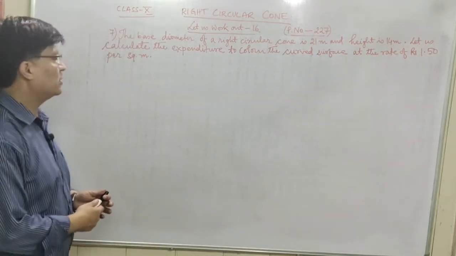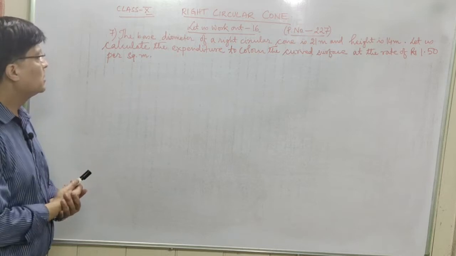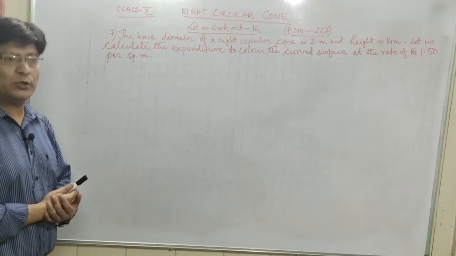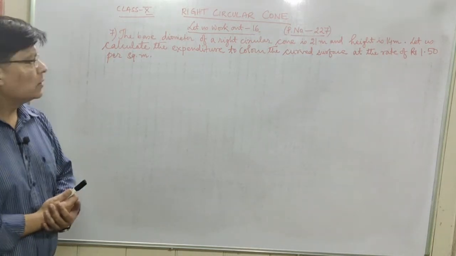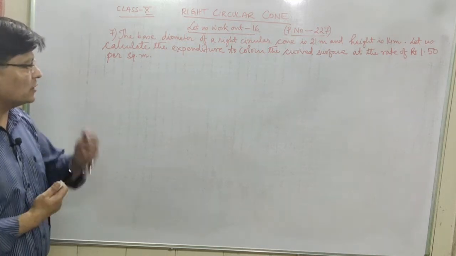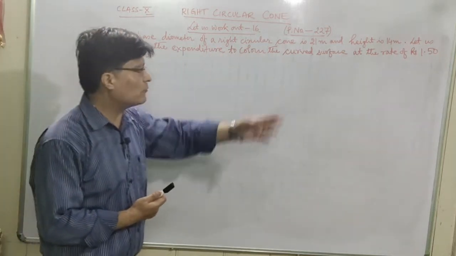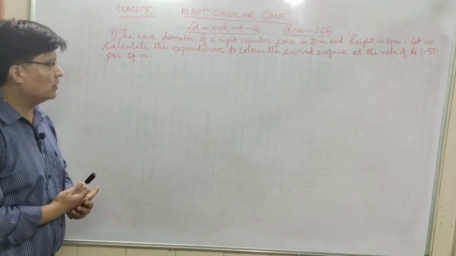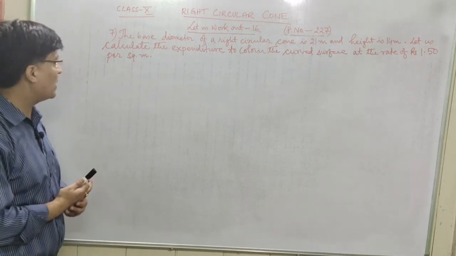So now we'll do the next question, that is question number 7. Question number 7 is, the base diameter of a right circular cone is 21 meter and height is 14 meter. So now there is a right circular cone. The base diameter is of length 21 meter and the height of the cone is 14 meter. So let us calculate the expenditure to color the curved surface at the rate of rupees 1.50 per square meter.